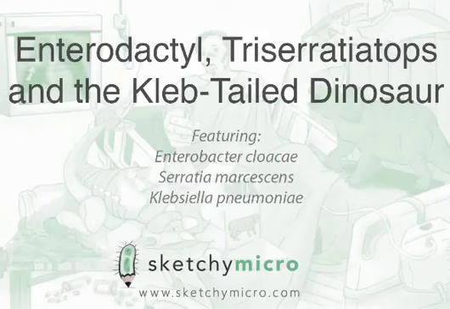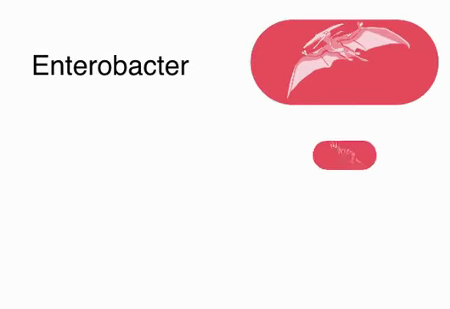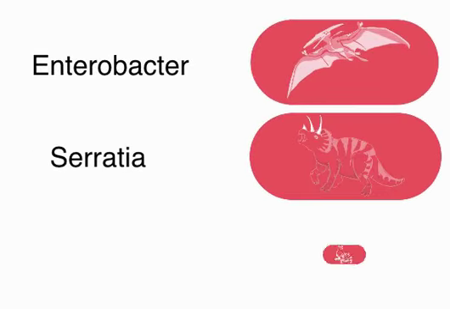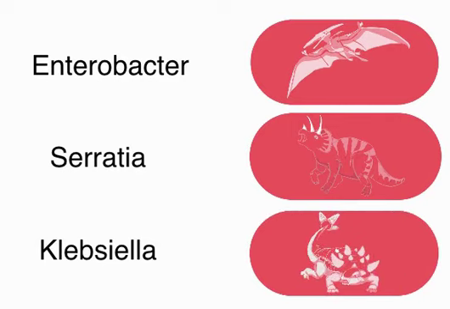than normal, but I think we've grouped them nicely, so it shouldn't be too bad. The three we're going to cover are Enterobacter, Serratia, and Klebsiella, or as we at Sketchy Micro know them as, Enterodactyl, Serratia, and finally this ankylosaurus with a club tail, or kleb tail, will be Klebsiella.